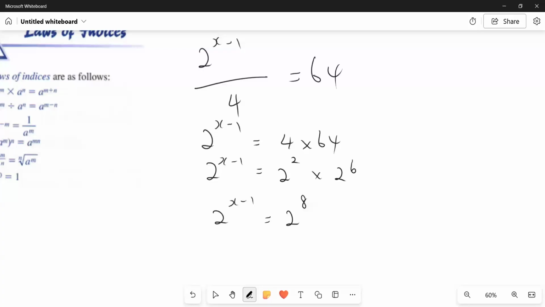right? And if the base is the same and they're equal, then x minus 1 equal to 8, which implies that the power is equal because the base is the same, right? And it further implies that if x minus 1 equal 8, then x equal 9, right? You take the minus 1 over the equal sign. There you have it, right? So you have solved an equation where the unknown is in the power, right? So you have equations like that.